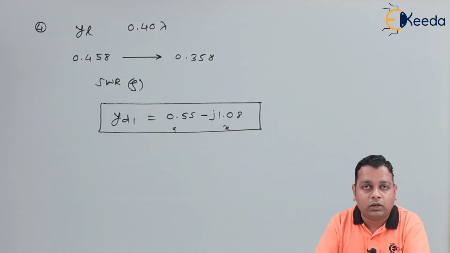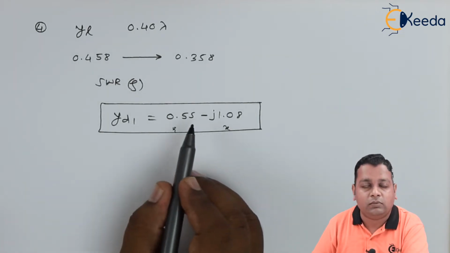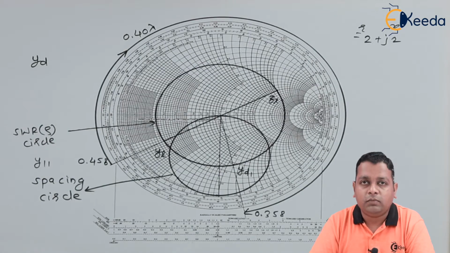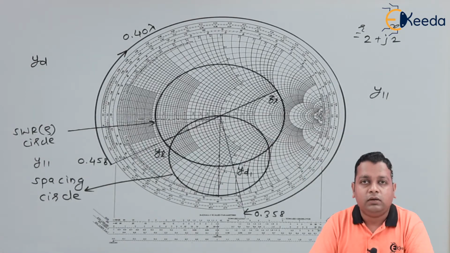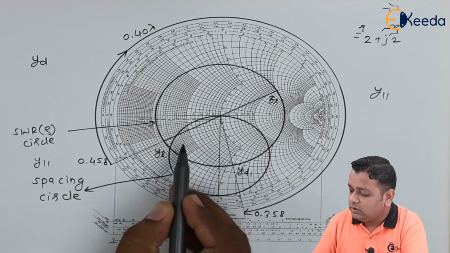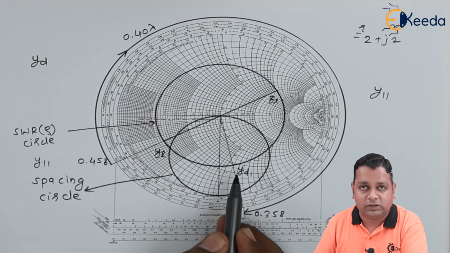As we have this particular point intersecting the SWR circle in the lower half of the Smith chart, we have represented it with the negative sign in between the real and the imaginary part here. Now for the determination of y suffix 11, to be having the normalized load admittance at the stub position 1-1 node, we have to make the intersection of the circular line that we obtain at yd1 with that of the spacing circle.